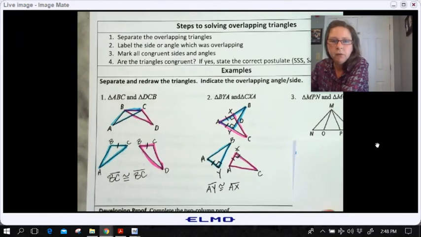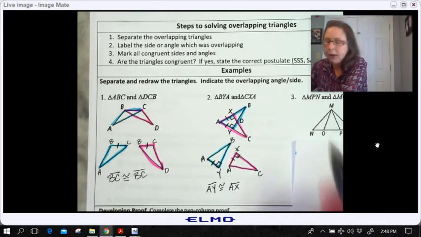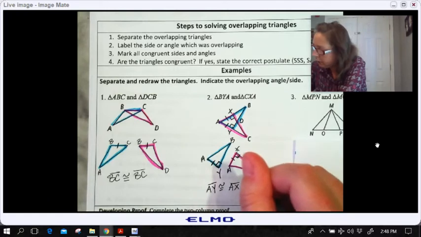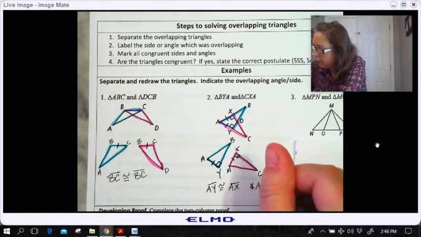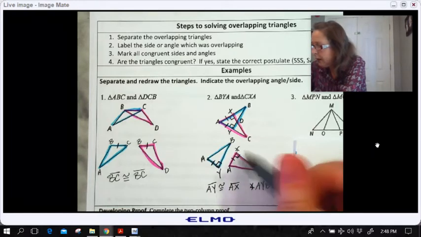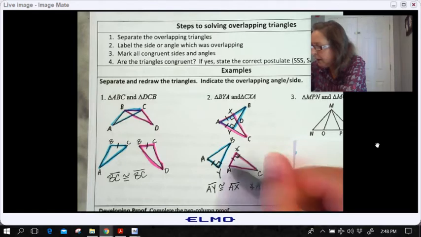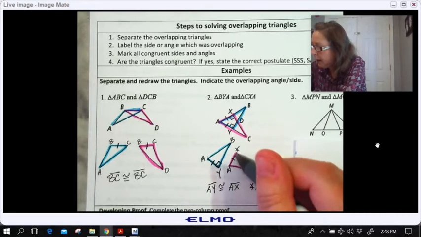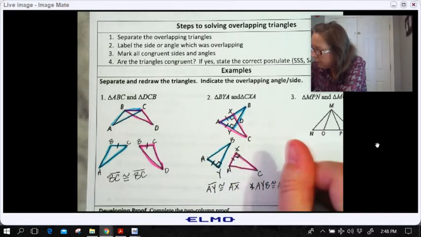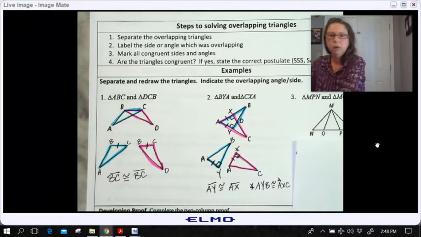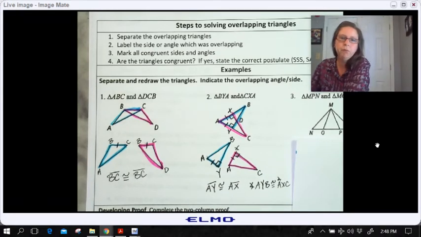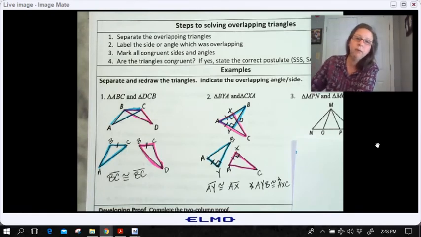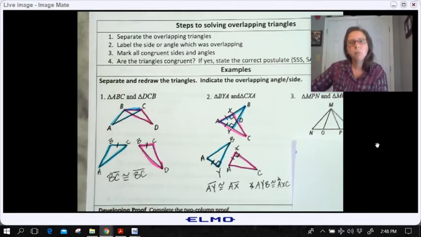And I can also say that angle AYB is congruent to angle AXC. Okay, so I've marked all the congruencies. In order to prove them absolutely congruent, I would need some more information.